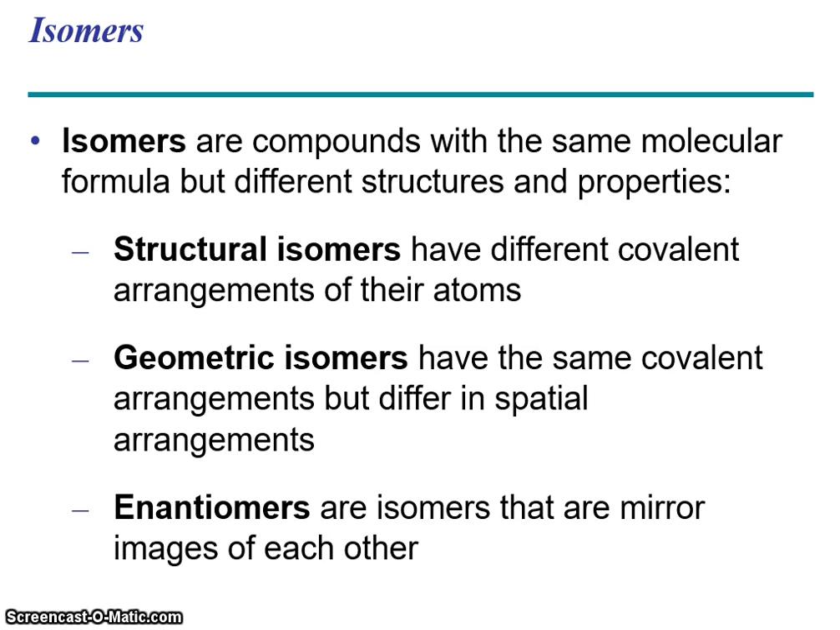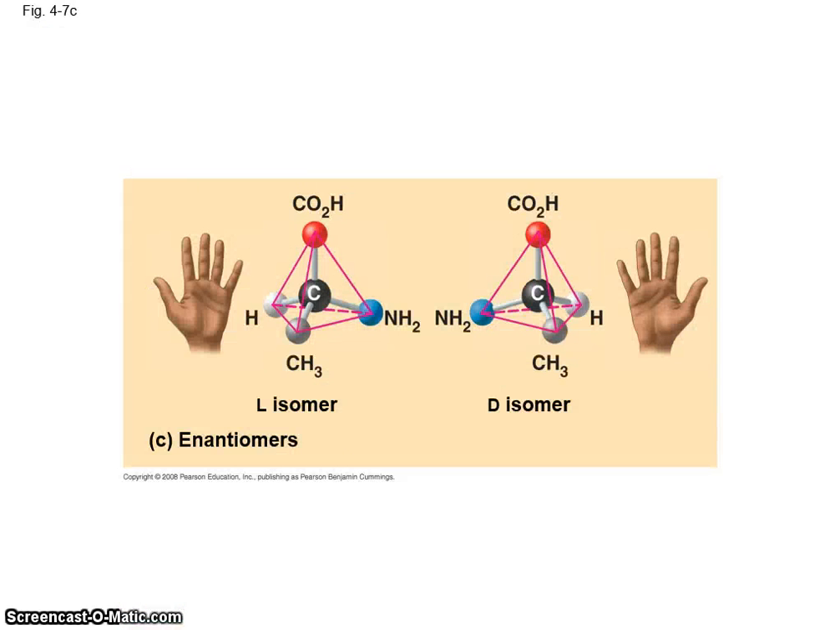Enantiomers are mirror images of each other. Again, they're going to have the same number of atoms, the same molecular formula, but they're going to have a totally different structure. I will make a model of this for you in class so you can get your hands on this and see this firsthand.